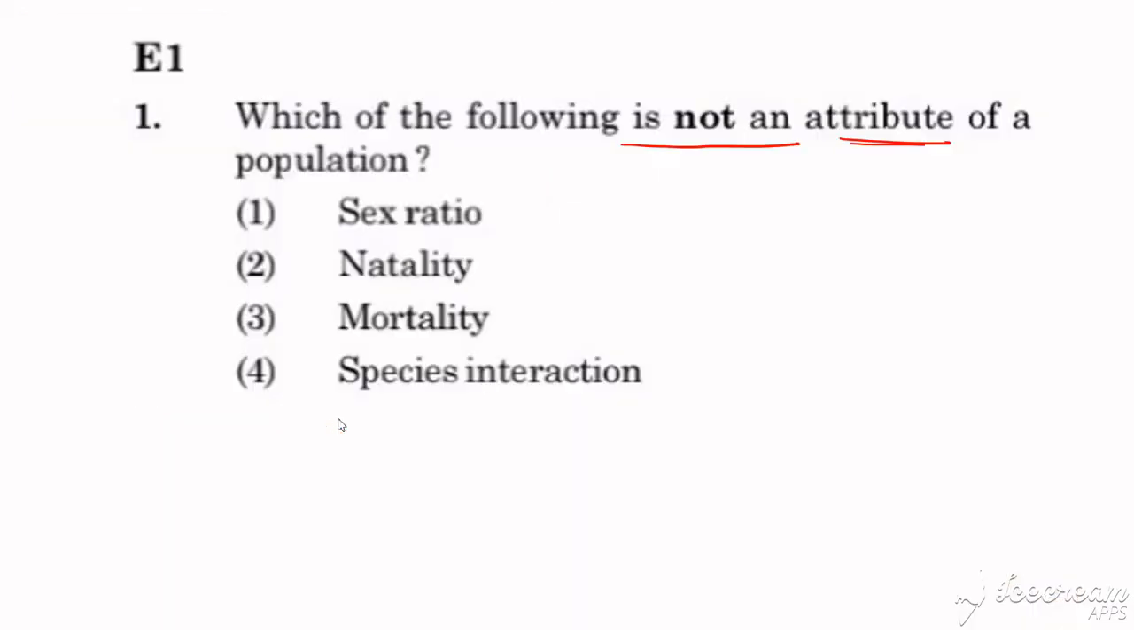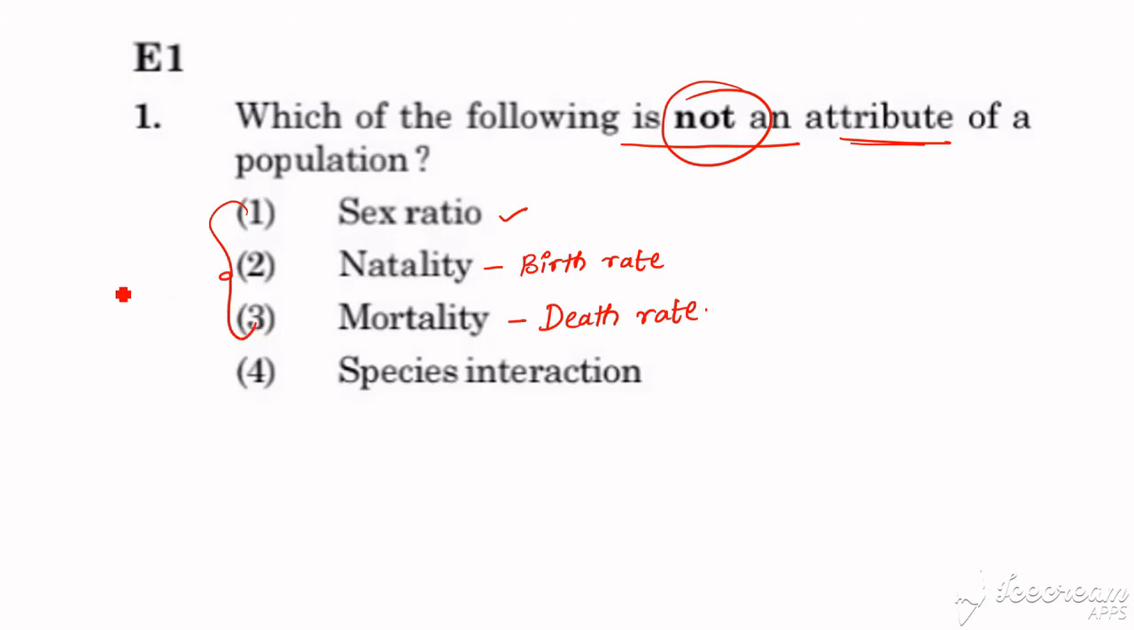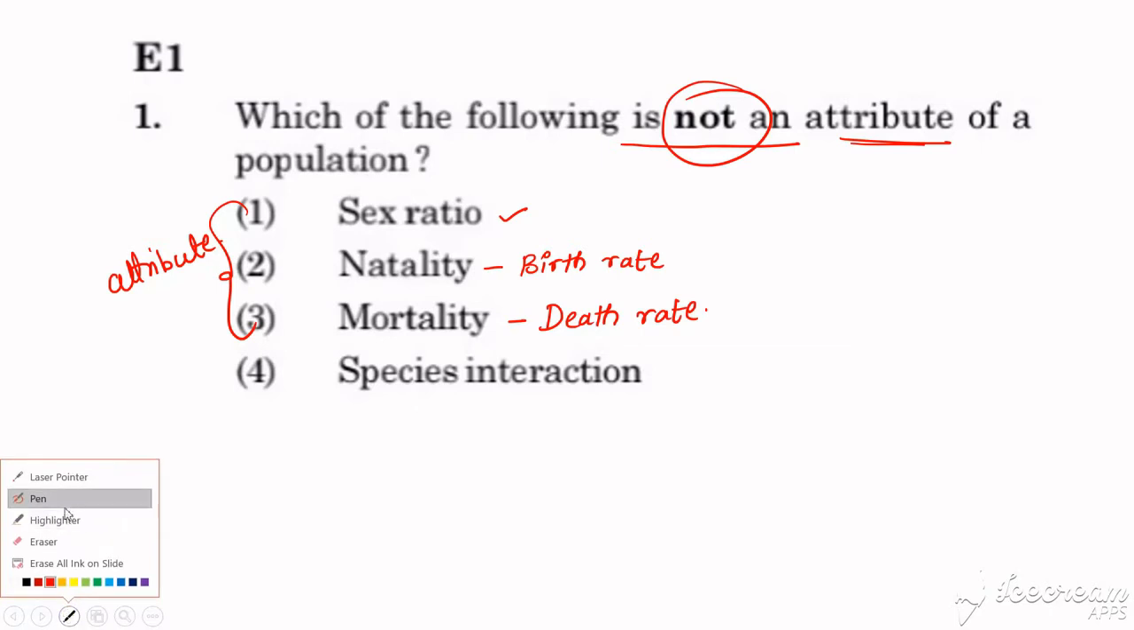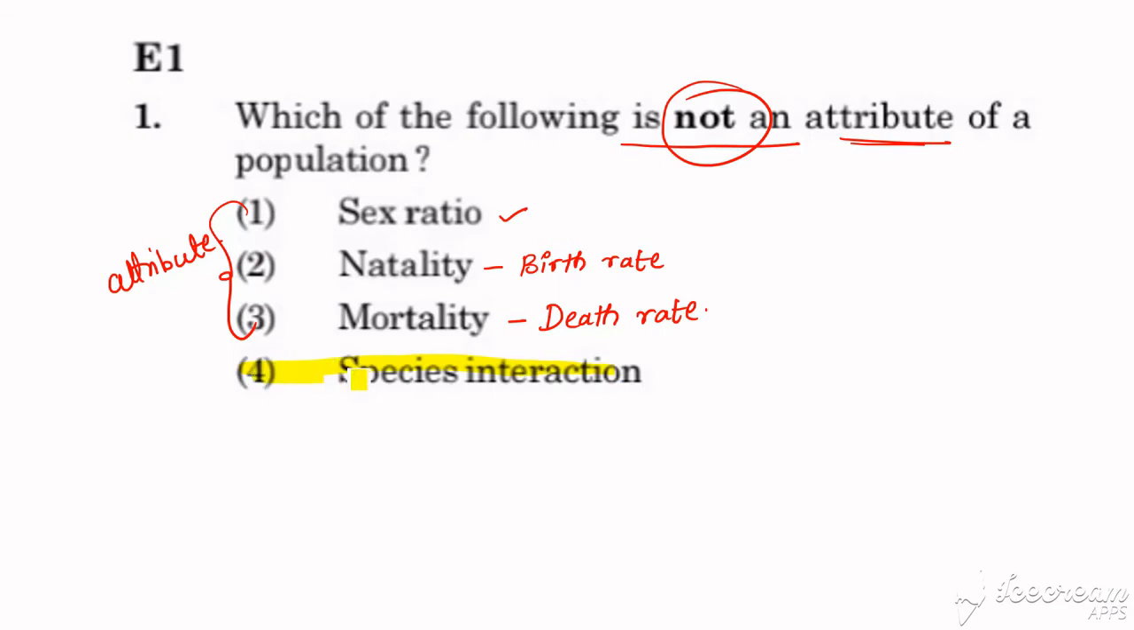Now coming to our question. So sex ratio, तो yes, this is one of the attributes. And then अगर natality की बात करें, so natality is the birth rate. Natality क्या होता है? It is basically the birth rate. Mortality, it is the death rate. Okay. Now which is not an attribute? So these three are the attributes of population. जो नहीं है, that is your species interaction. So option 4 is our answer, species interaction. Clear? Now moving on to the second question.